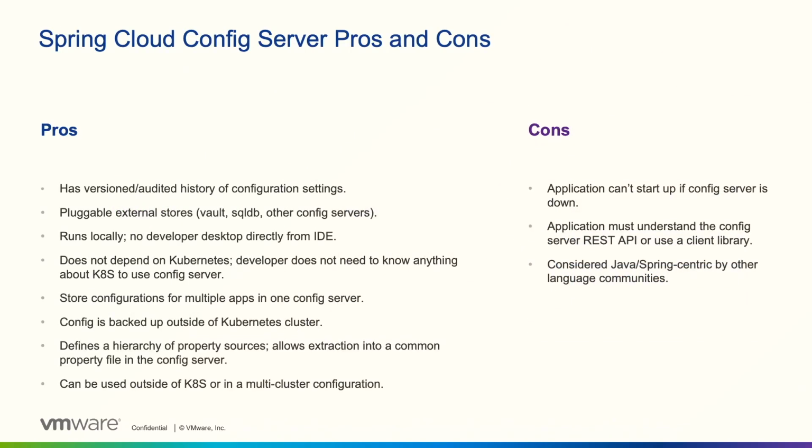So the pros of that are, number one, you have the version history, it's pluggable, it runs locally, you can run it on your laptop, you don't need a Kubernetes cluster for it. It doesn't depend on Kubernetes, stores configurations in multiple places. The configuration is outside the Kubernetes cluster, so it's implicitly backed up because you have it in a Git repo. And it has a hierarchy, right?